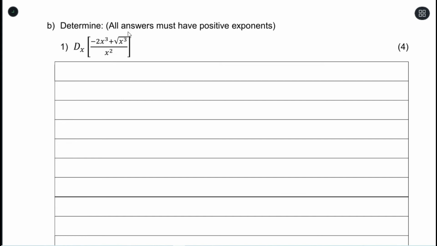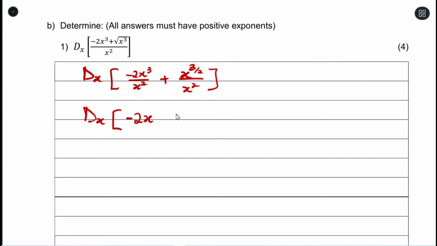So B says determine, right? We also need to leave our answers in positive exponents. So to answer this, the first thing you will do is split the division sign. So this will give you... simplifying it a little bit, you will get... okay. So this is the best simplification that we can work with.